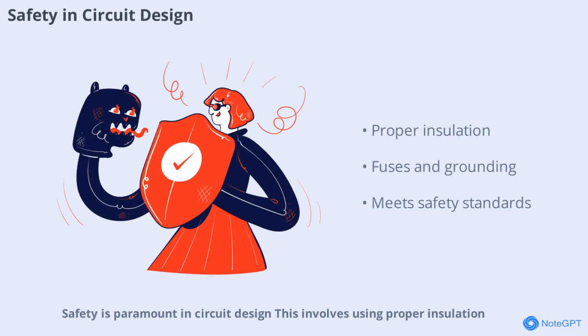Safety is paramount in circuit design. This involves using proper insulation, fuses, and grounding techniques to protect users and equipment. Designers must also comply with safety standards and regulations. Prioritizing safety from the beginning helps prevent accidents and ensures the circuit can be used confidently in any environment.